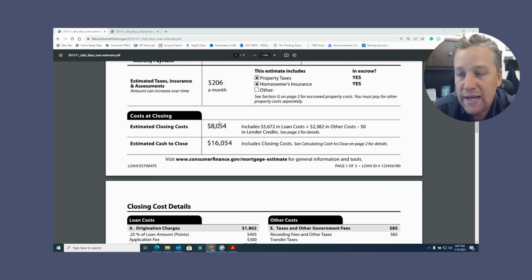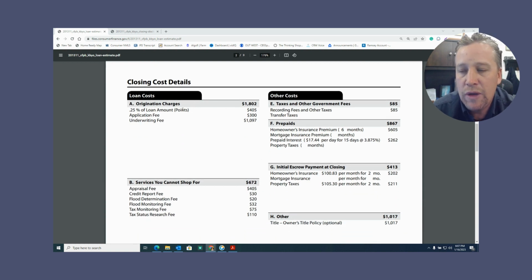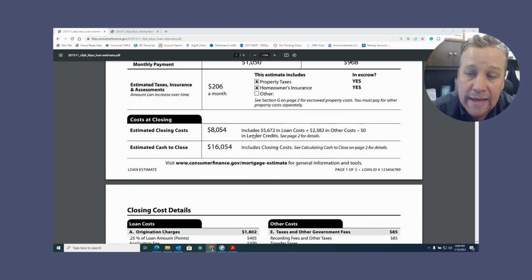Next, you'll have a breakdown. So you've got this number here, this 8,000. This is where it breaks down where those numbers are coming from. You have your charges to get the loan, which is application fees, processing, underwriting, and any points used to buy down the loan. Now, that's something that can change.